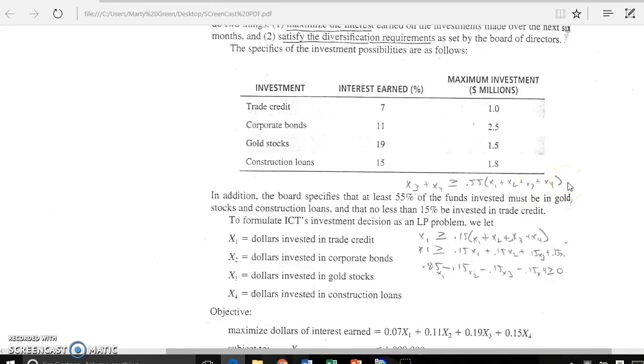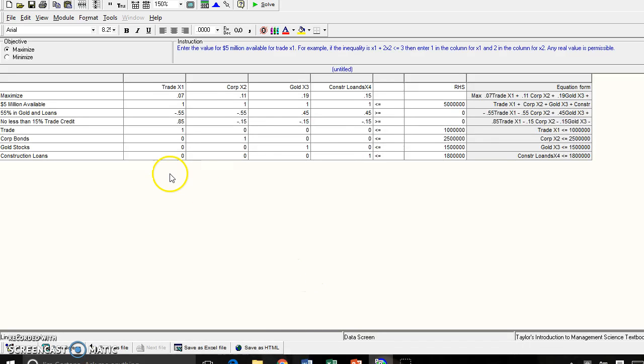All we have to do is go through and simply solve that, and we end up with an equation that we can use in our linear program. And that's right here: 55% are going to be in gold stocks and construction loans. So when we solve that equation, we got negative 0.55 plus negative 0.55 plus 0.45 plus 0.45 has got to be greater than 0. Again, it's just simply solving that equation.